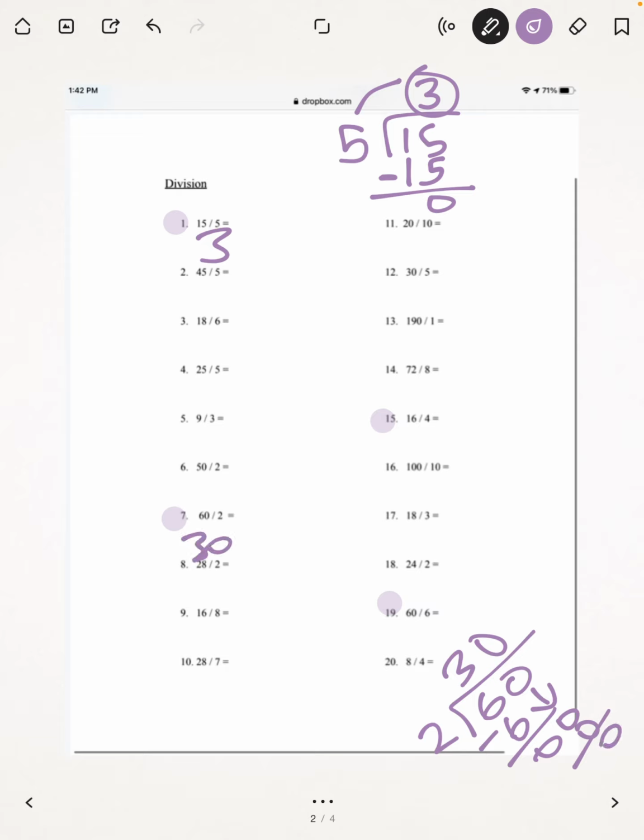Okay. 16 divided by 4. 4 does not go into 1, it goes into 16 4 times. 4 times 4 is 16. Subtract it, 0.